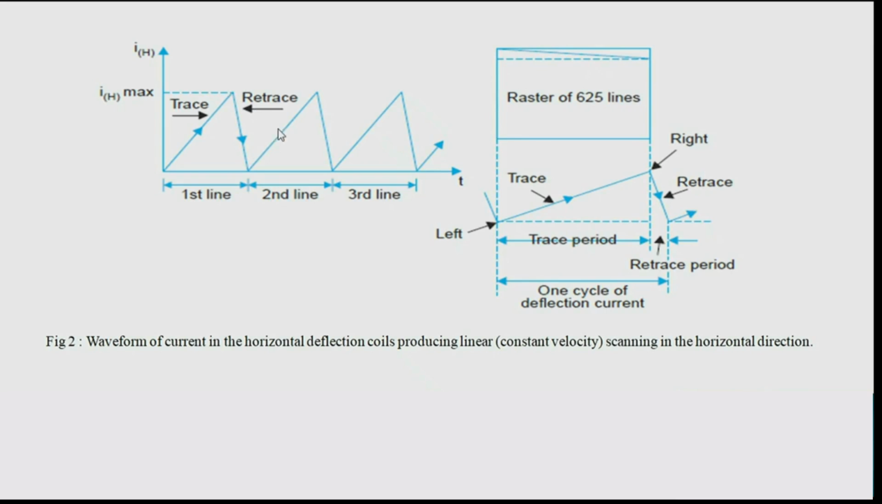Now this diagram is again shown here in the raster of 625 lines. For the interlace scanning we require a minimum of 625 lines, and that is explained with the help of this diagram. This diagram shows it will start from the most left hand side, from zero, and reach up to this Imax, and when it reaches the Imax it will suddenly drop down to zero and again it will start. This is called the trace and this is called the retrace. One cycle of a deflection current is equal to trace plus retrace.